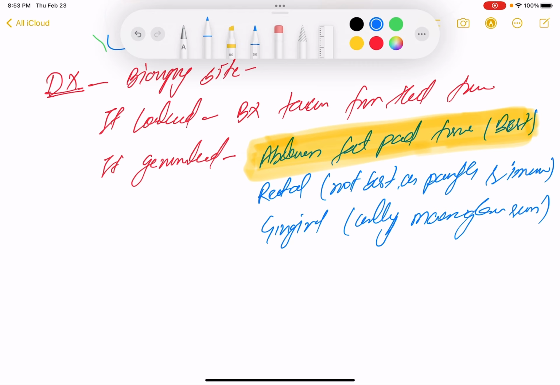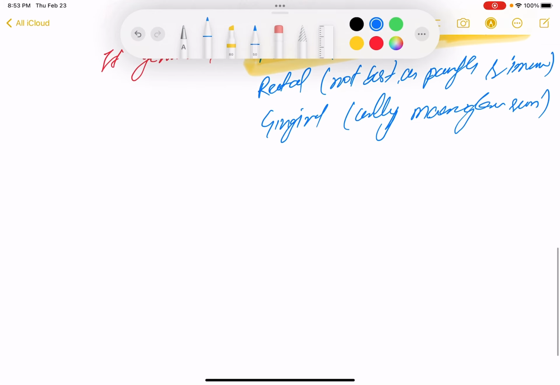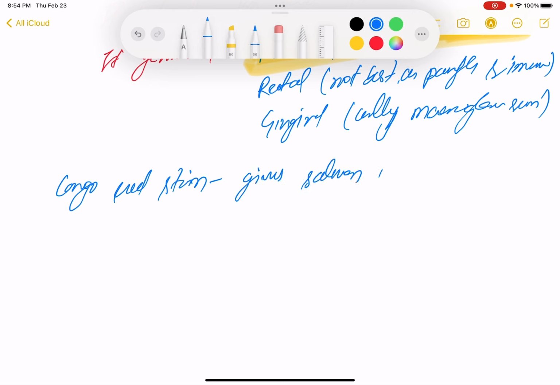And for diagnosis, we can also do Congo red stain. At the start of the video, I told you about Congo red stain. In Congo red stain, it gives a salmon pink color. Congo red stain gives salmon pink color.